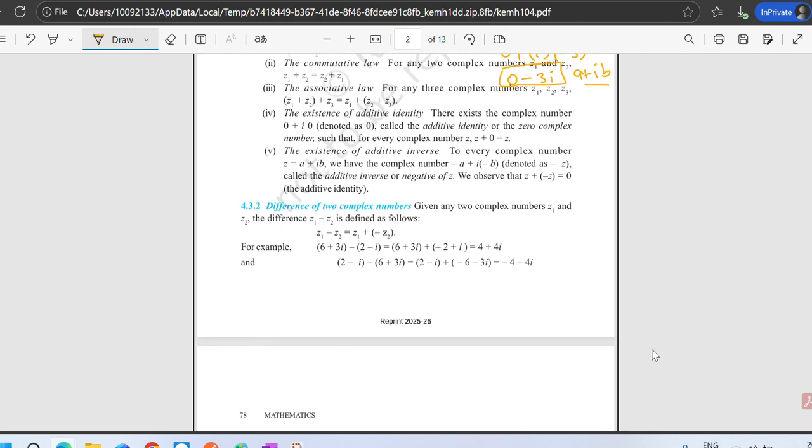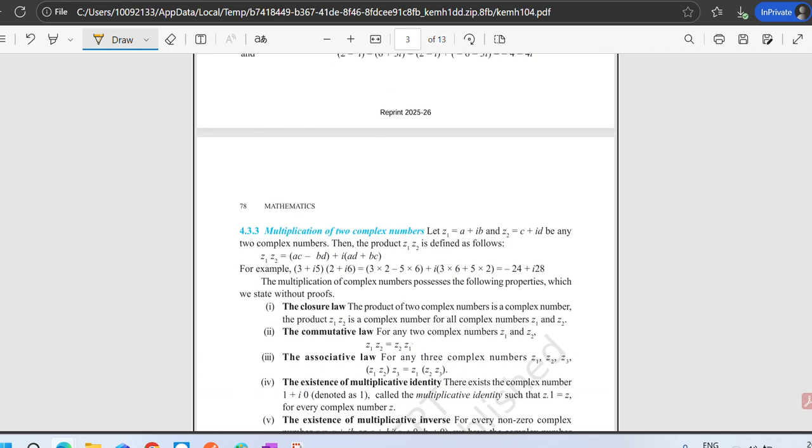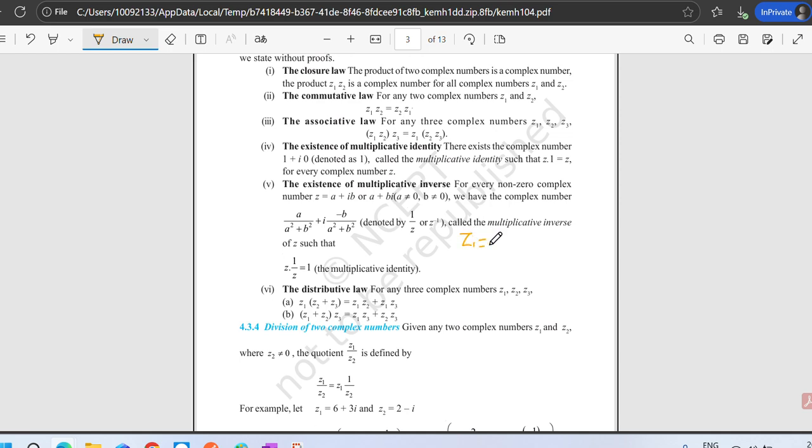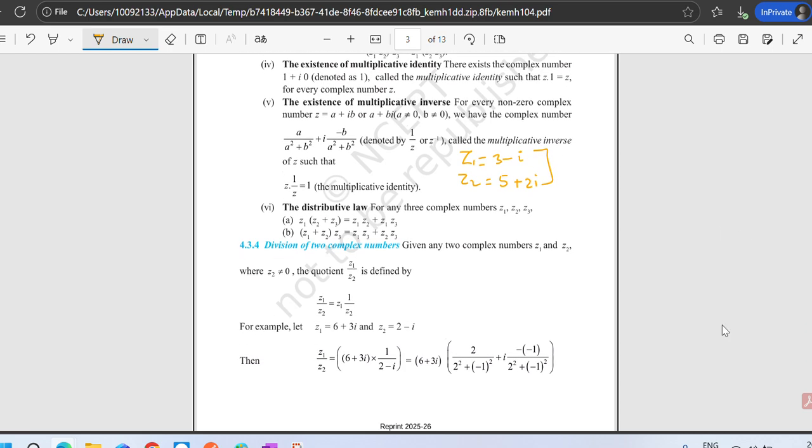Now if suppose you want to do the multiplication, let's go to multiplication. Okay, suppose we have z1 is equal to 3 minus i, and z2 is equal to any number you can take, 5 plus 2i, and we want to multiply it. Okay, so just multiply here. So like this: 3 minus i bracket 5 plus 2i. So 3 will multiply with 5, that is 15. 3 will multiply with 2i, that is 6i.